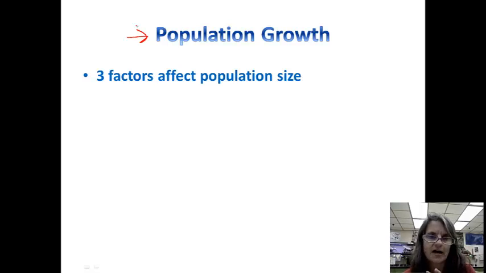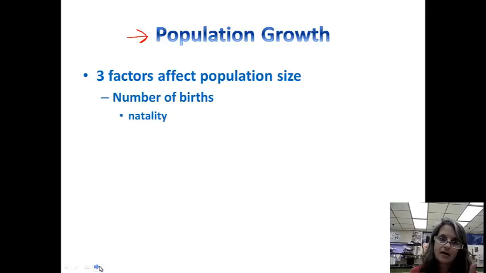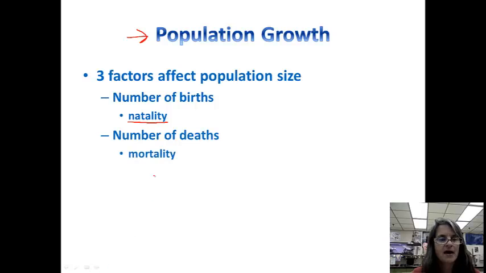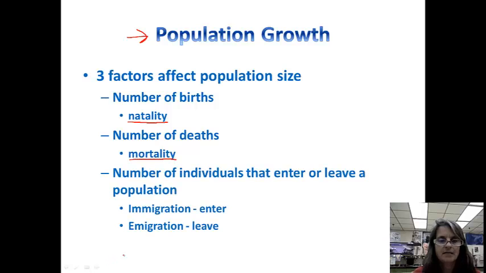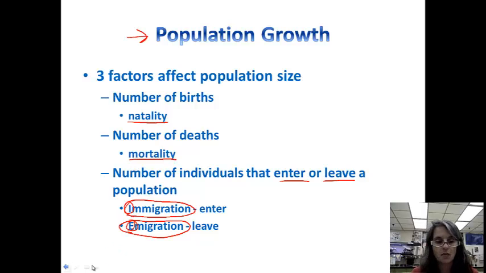There are 3 factors that affect how big your population is. Okay, how many are getting born? You should know the term for that is natality. How many births you have? How many deaths, which is called mortality. Okay, and basically the number of individuals that enter or leave, and that would be immigration if you are coming in, emigration if you are exiting, if you are leaving the population. Okay, so births, deaths, who just happens to wander into your population and who happens to wander out.